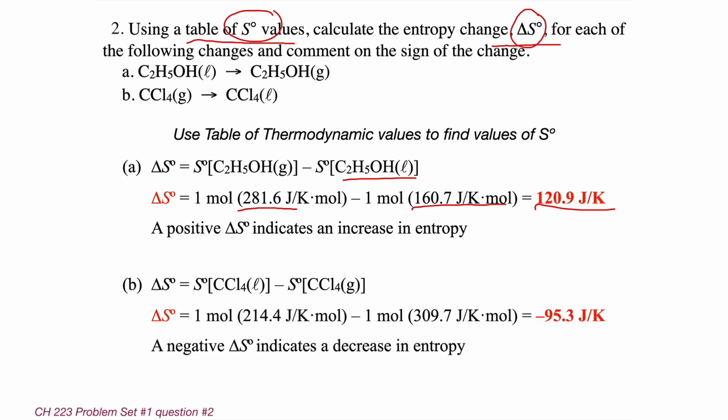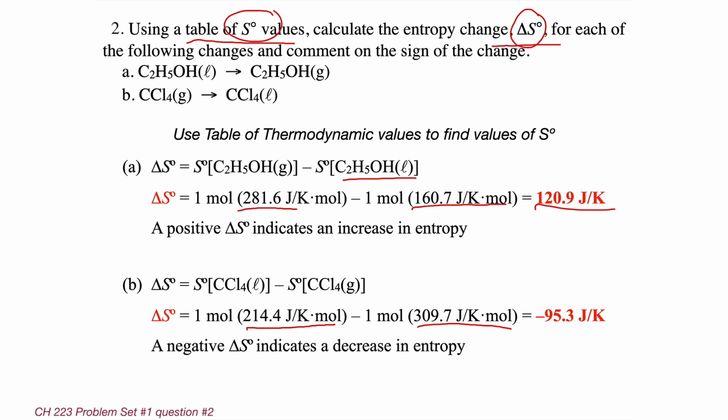The second one, we're taking a gas and turning it into a liquid. So again, we've got to look up those individual entropy values. This number right here is the value of the product, which is the liquid. CCl4 is a liquid. And this number is the value of the CCl4 as a reactant, which is a gas. Notice the gas is higher than the liquid once again.